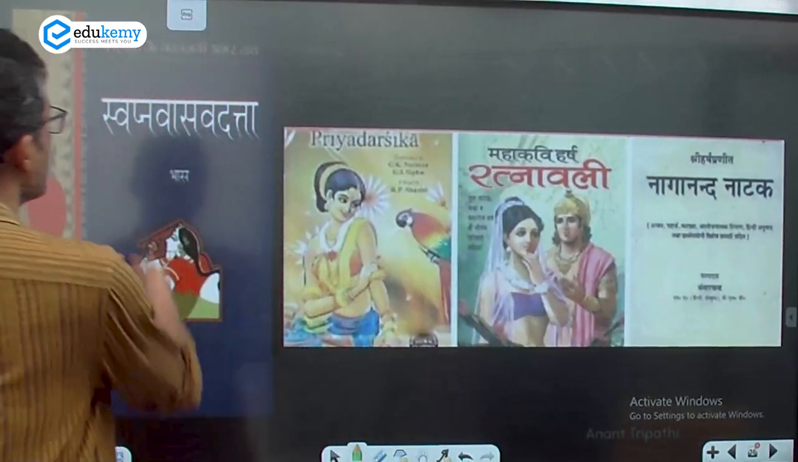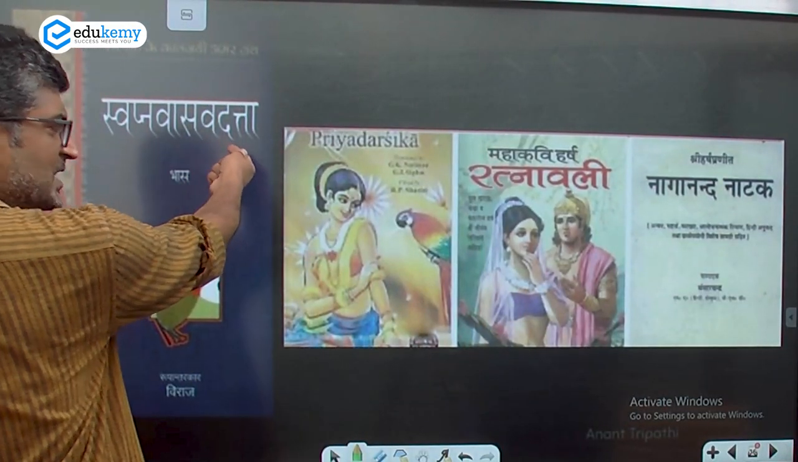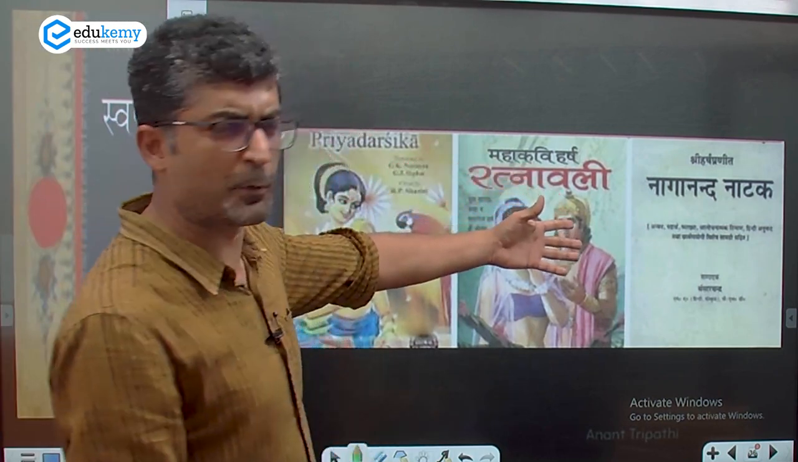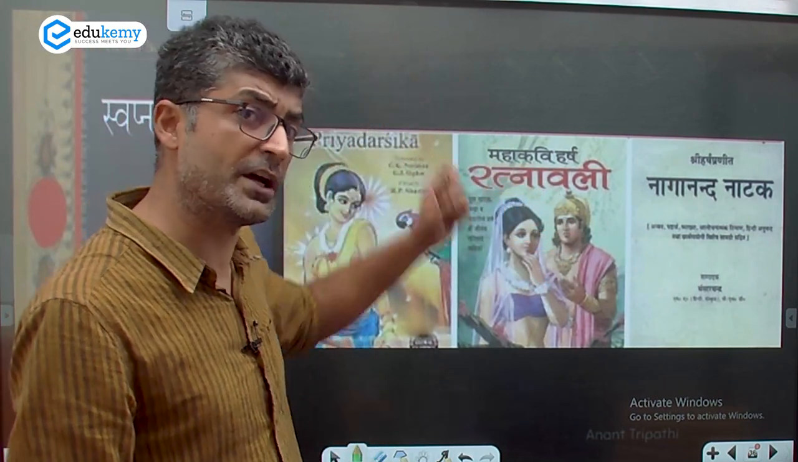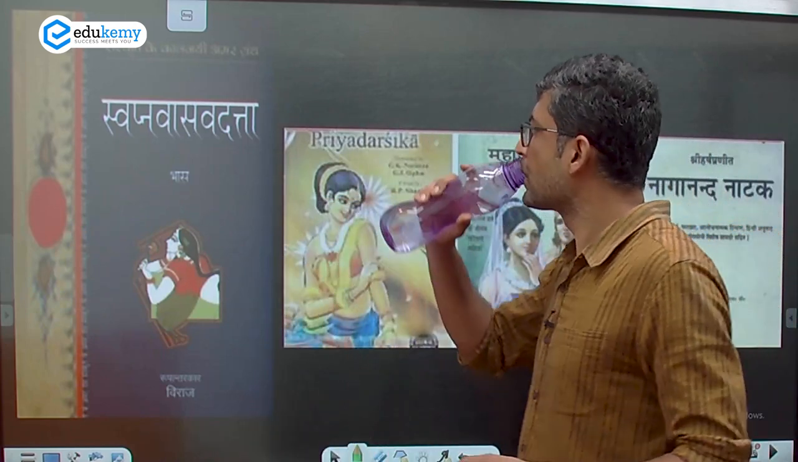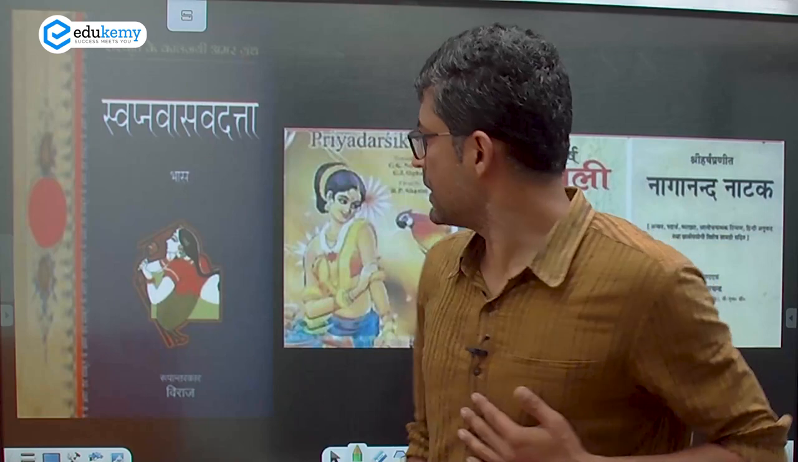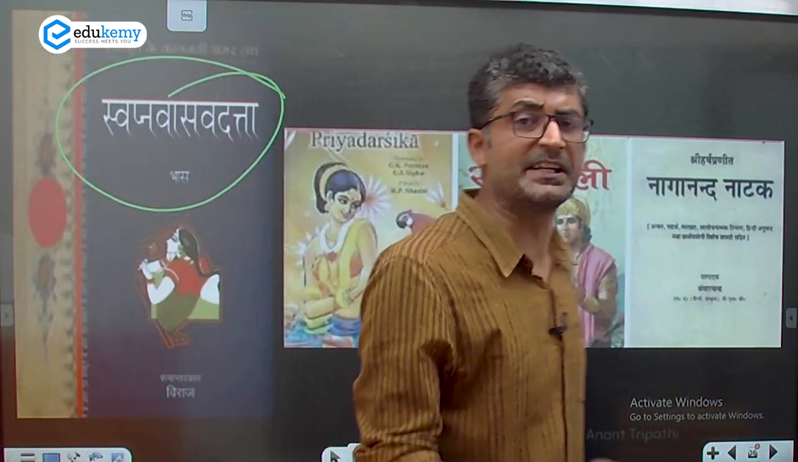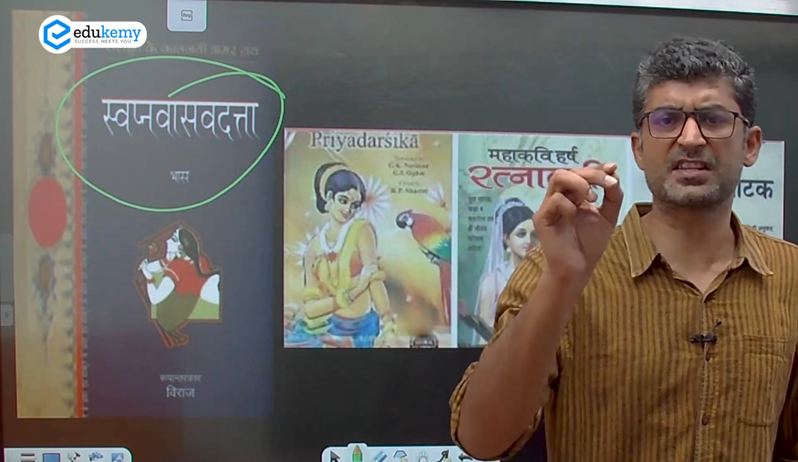He was the hero of Swapnavasavadatta and a couple of plays of Harsha as well, Harsha of Kannauj. Take additional information: this is considered the earliest Sanskrit drama.